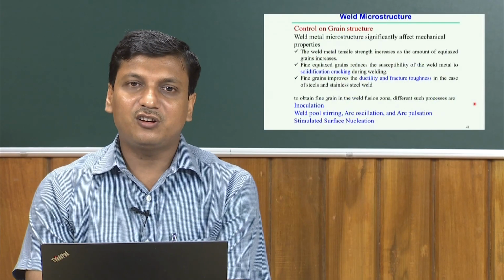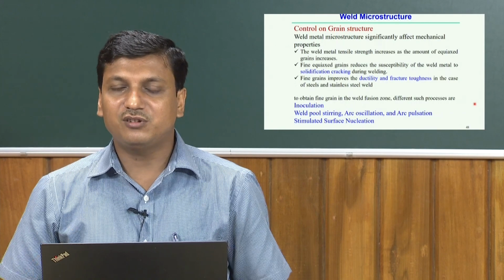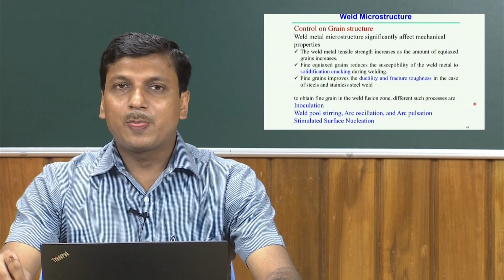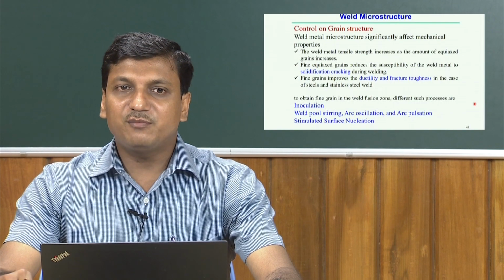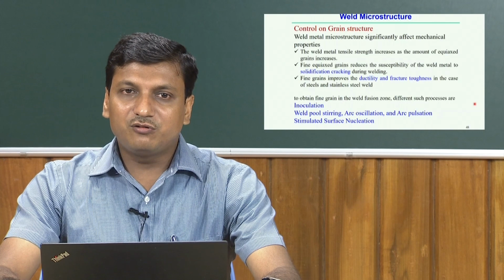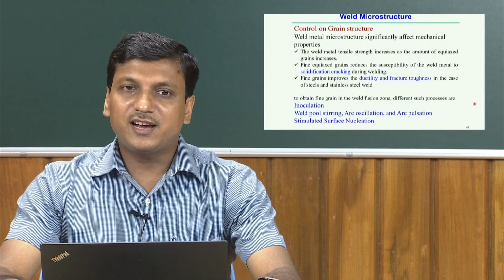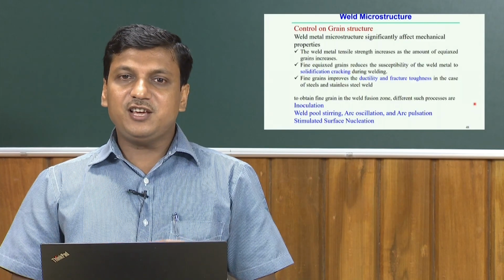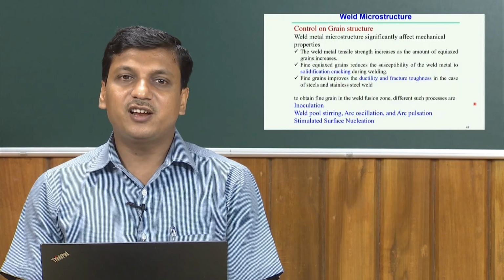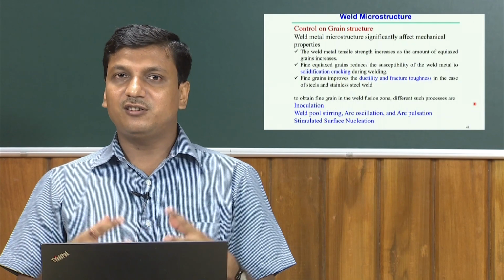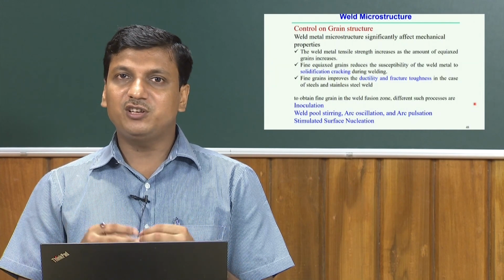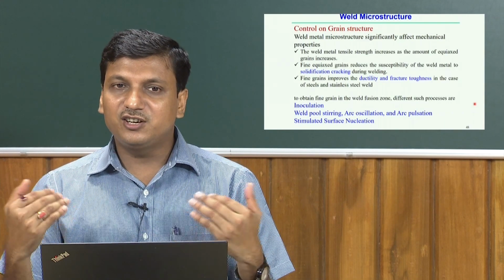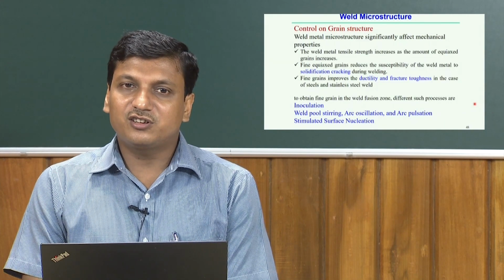Now, how do we control the grain structure? We have some overall knowledge that the weld microstructure significantly affects the mechanical properties. The way it affects them is that normally the weld metal tensile strength increases if the amount of equi-axed grain is more. That means within the solidified zone, if the amount of equi-axed grain is more, that finally increases the weld joint strength.